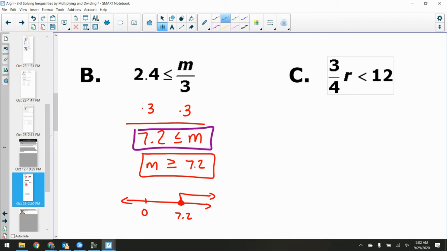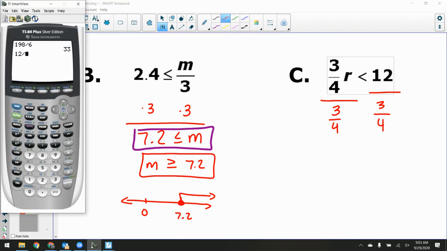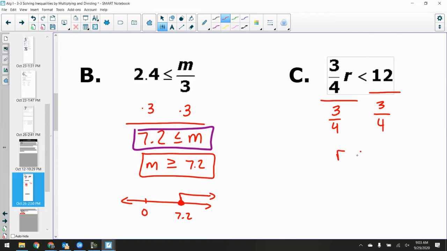All right, what would I do to solve for R? Divide by 12. Or sorry, I would divide the whole 3/4 over to the other side. Now be careful how you use it in your calculator. We're going to do 12 divided by, I have to do special parentheses here, 3/4. 16. R is less than 16.